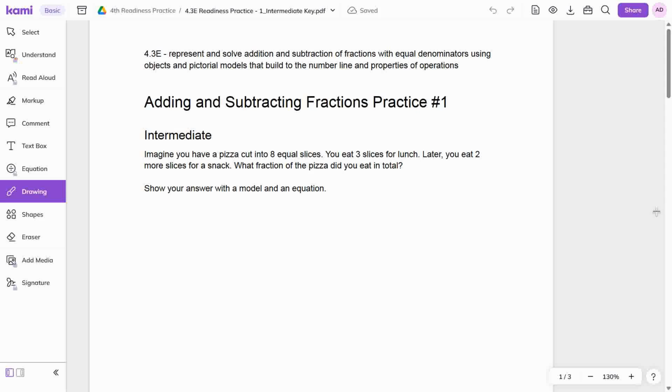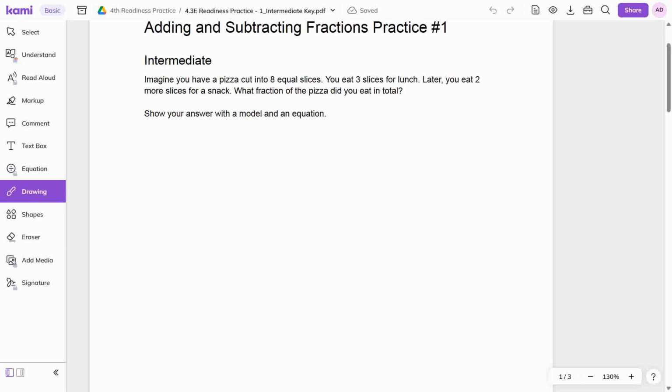So we need to imagine a pizza. We eat 3 slices for lunch. We have 2 more slices later for a snack. And we need to find a fraction that shows how much pizza we ate in total.